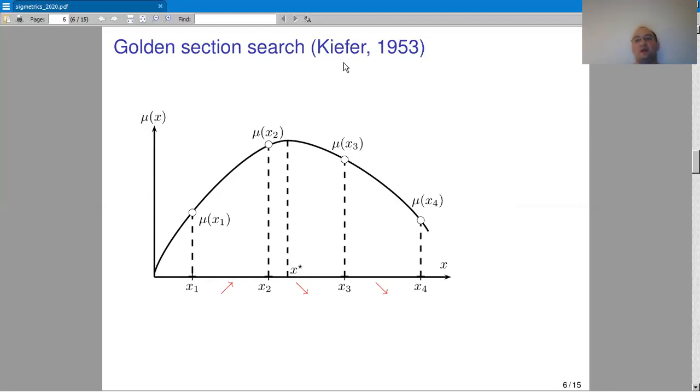And what we observe is that mu of x2 is larger than mu of x3. So what does that mean? This implies that the function cannot reach its maximum between x3 and x4, because otherwise mu of x2 would be smaller than mu of x3. Therefore, we can immediately eliminate the interval between x3 and x4, and then we can apply the same procedure to the interval between x1 and x3. And by doing this many times, we can get arbitrarily close to the maximum of the function. The reason why it works is simply because the function is unimodal.